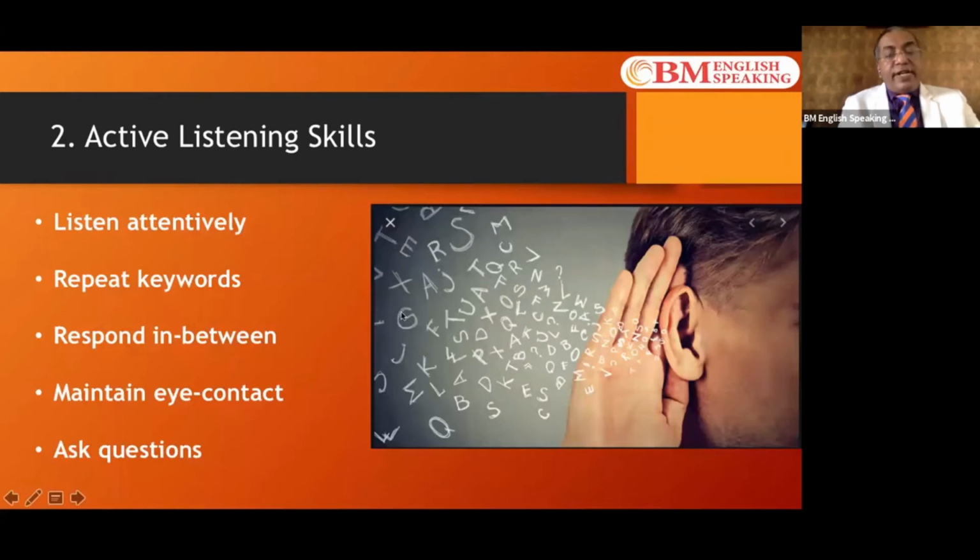I'll just repeat this slide. Active listening skills. It's extremely important that you listen very attentively. So when you are having a conversation in a meeting, or one-to-one, listen very carefully. Listening helps you to absorb the entire message and customize what you have to say. So that makes your communication very effective.